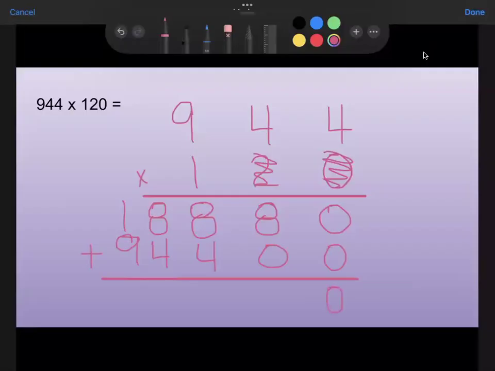So 0 here, 8, 12, another 12 plus 1 is 13, and 9 plus 2 would be 11. All right, so there is my final answer, 113,280. And again, if you decided to use a different method that we've talked about before, totally fine. We should still end up with the same answer.